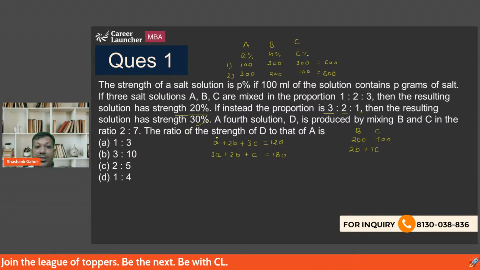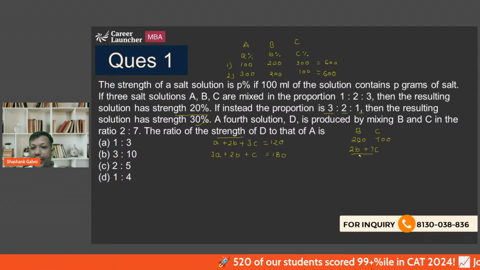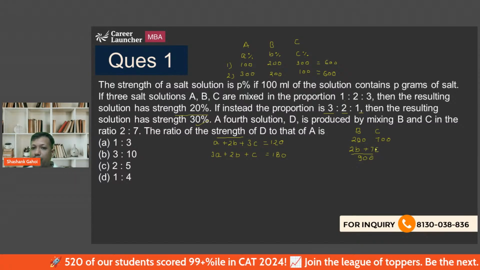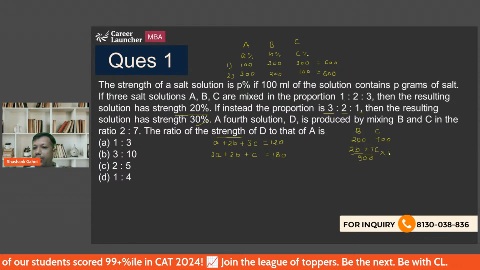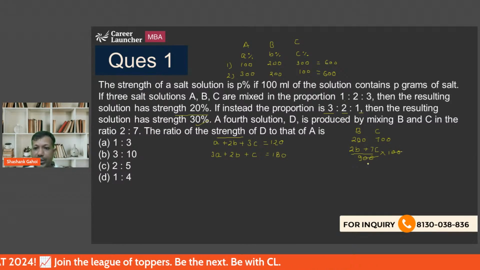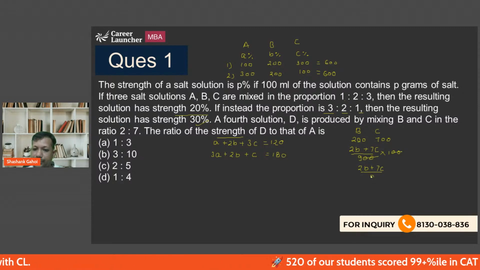Now the strength. Strength means salt is what percent of the total solution. So we divide by 900 because the total weight is 900. So the total quantity of salt divided by the total solution, into 100, is going to be the strength, right? So the strength of this new solution D is going to be (2B + 7C) divided by 9.